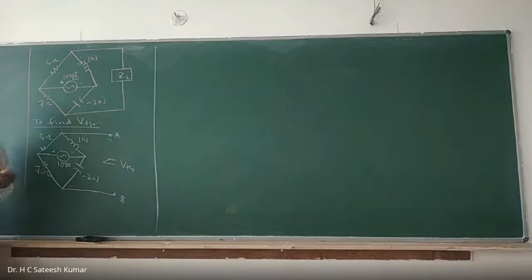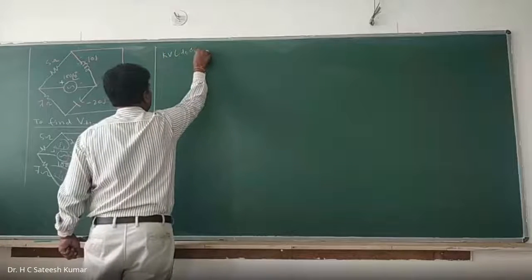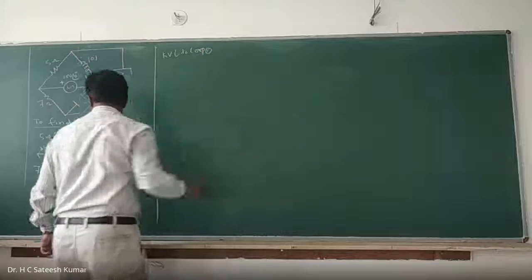Now we'll have to find out the VTH. What should I do? Apply KVL, so mesh analysis. This one you call it as I1. This one you call it as I2. Any voltage source is there, no need to mention the current here. Now KVL to loop 1.